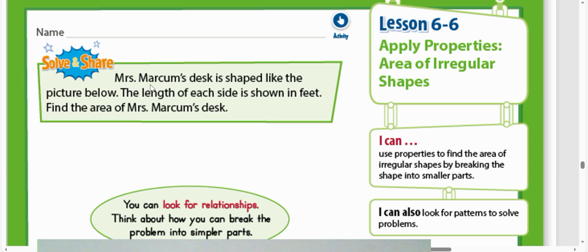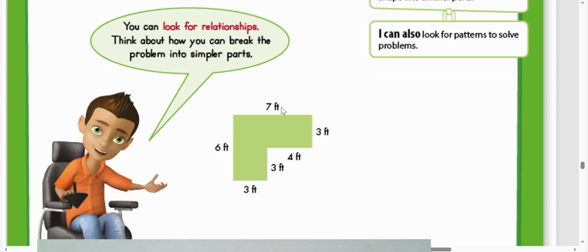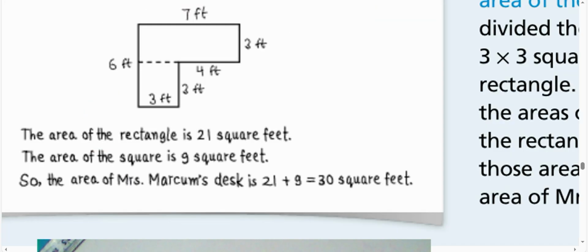Look here. Miss Markham's desk is shaped like the picture below. The length of each side is shown in feet. Find the area of Miss Markham's desk. You can divide this compound shape into two parts like this. Draw a line segment. Find the area of the first rectangle: 3 times 7 is 21. The area of the square is 3 times 3 is 9, and then connect together: 21 plus 9 equals 30. The area will be 30 square feet. Okay, then it is a solution.